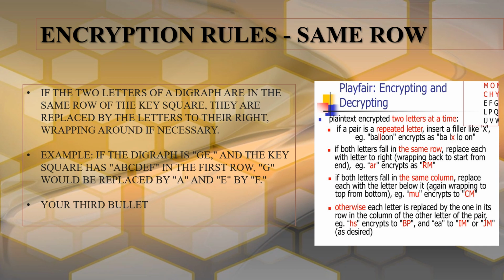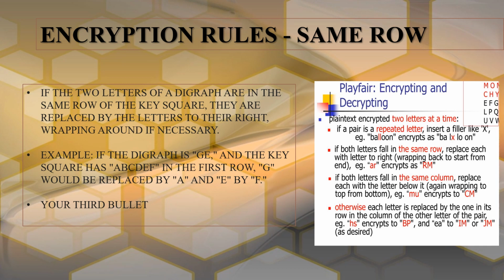Encryption rules: same row. If the two letters of a digraph are in the same row of the key square, they are replaced by the letters to the right, wrapping around if necessary. For example, if the digraph is GE and the key square has A, B, C, D, E, F in the first row, G will be replaced by A and E by F.